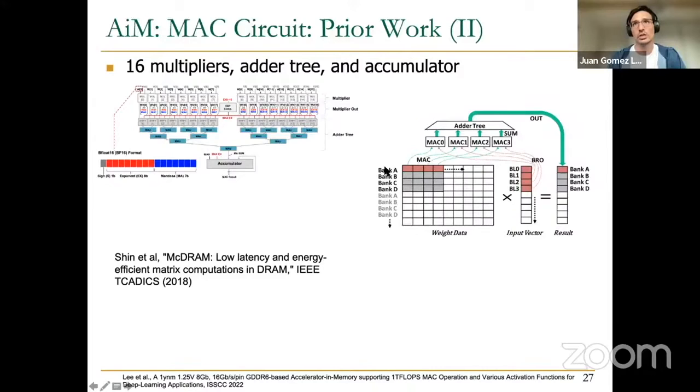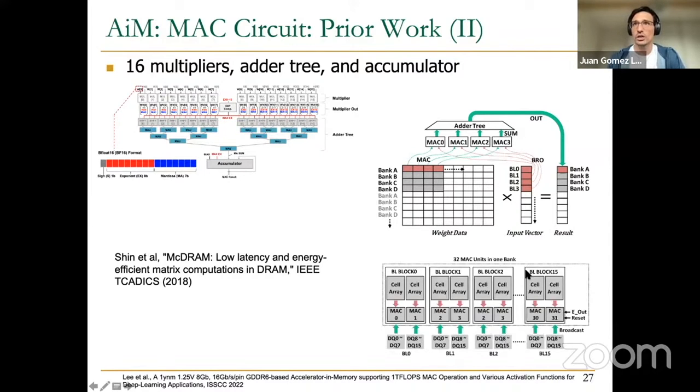Observe how different MAC units in different banks are in charge of different rows of the weight matrix, and perform the multiply-accumulate, the dot product operation with the input vectors using MAC units and then an adder tree. And here you can see a little bit more detail about these MAC units. In particular, this MAC-DRAM paper is assuming 32 lanes in one bank, as you see here in the figure. And all these different architectures and different circuits have in common that they use the SIMD processing paradigm.